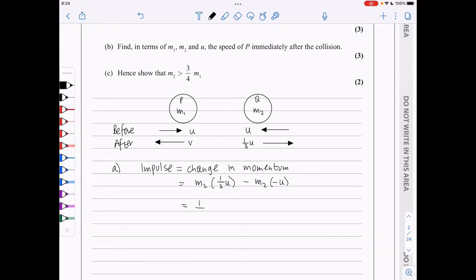So this is a third m2u plus m2u, which gives an answer of 4/3 m2u Newton seconds.